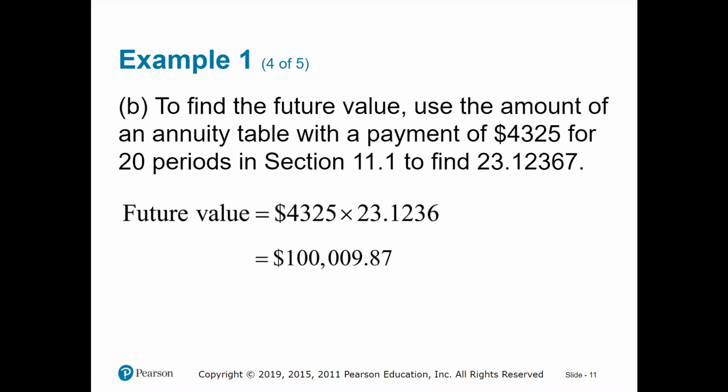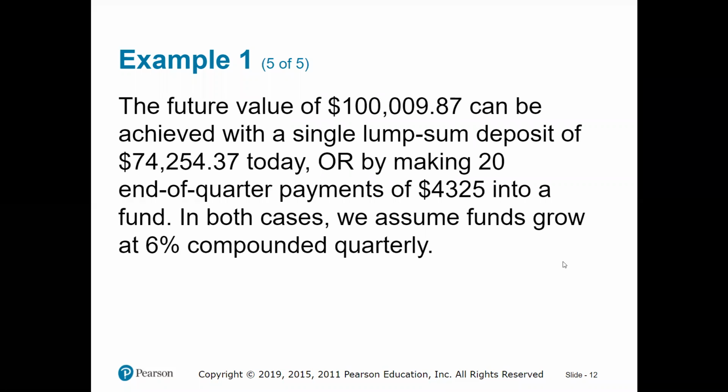To find the future value, use the amount of the annuity table with a payment of $4,325 for 20 periods, and section 11.1, to find 23.12367. So the future payments would be $100,009.87.